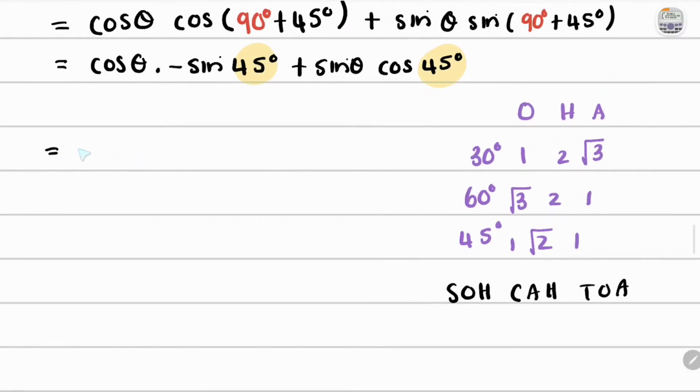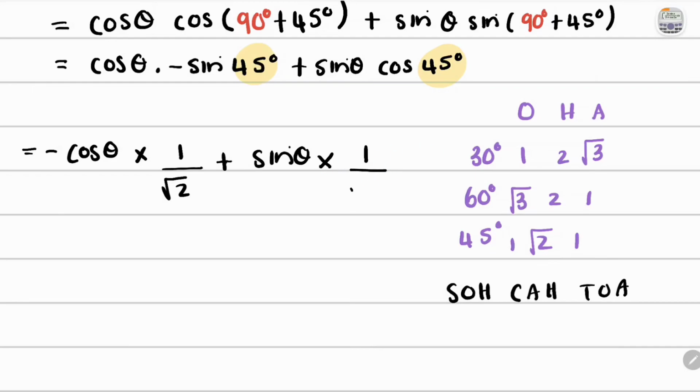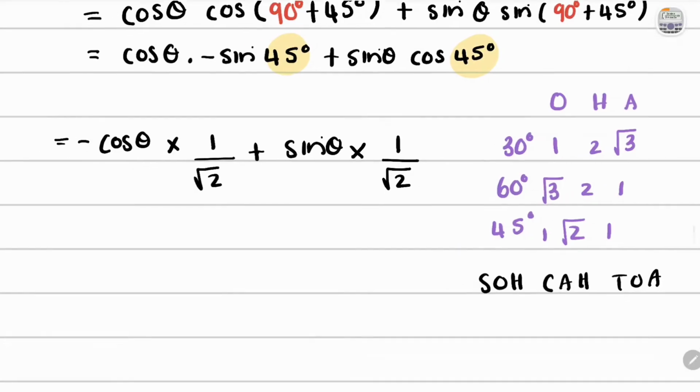So this is equal to cos theta multiplied by, of course it's negative, so you might as well put the negative here, 1 over square root 2. Plus sine theta, that's not negative, and then we have cos 45 degrees. If you go cos, you say adjacent over hypotenuse. So at 45 degrees, adjacent over hypotenuse is again 1 over square root 2. So multiply by 1 over square root 2. That's all we need that for.